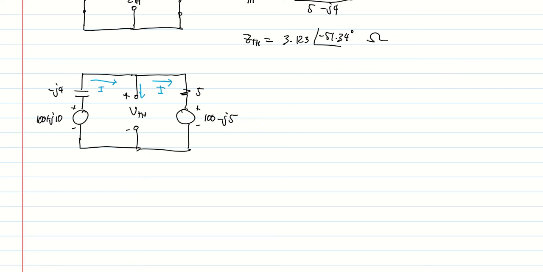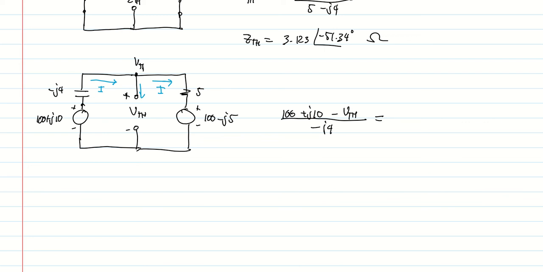So what is the current at this point at negative J4? Remember, the voltage here is VTH. The voltage here is 100 plus J10. So that current is just equal to 100 plus J10, which is the voltage here, then minus VTH. Then we divide that by the impedance, which is negative J4. And this is the current I, and it is equal to the current also here.